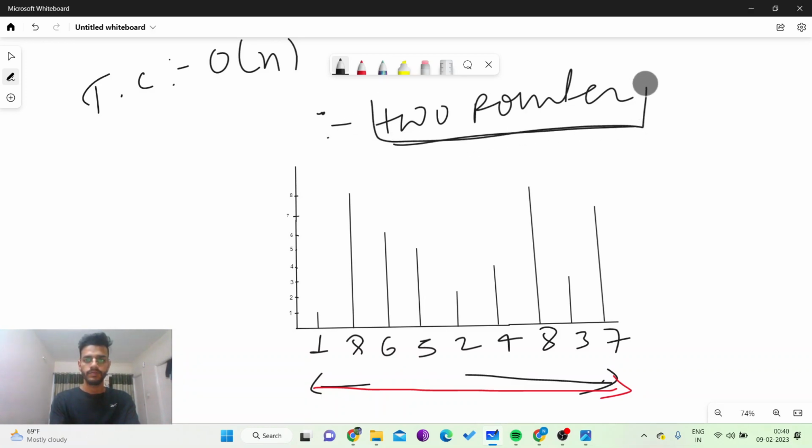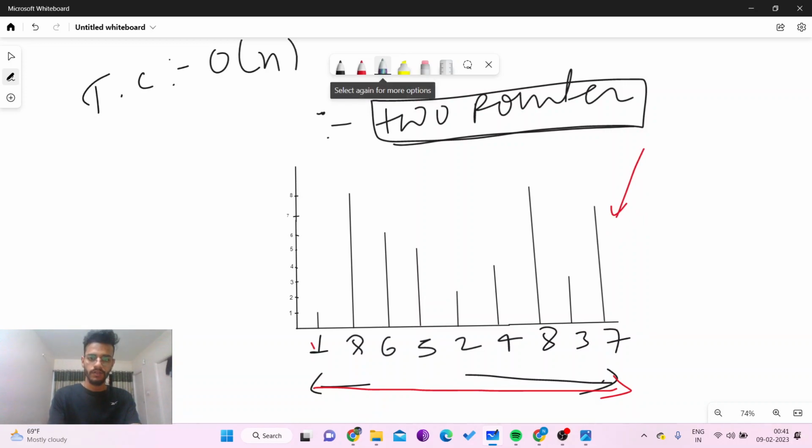So my approach here is to take two pointers. One pointer I am keeping here and another pointer I am keeping here, one at the starting and one at the ending. Pointer 1 and pointer 2, or left and right.